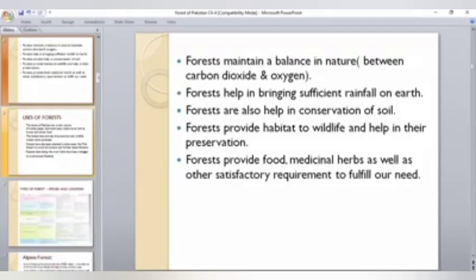Forests maintain the balance in nature, that is between carbon dioxide and oxygen. Forests also help in bringing sufficient rainfall on earth. They also help in conservation of soil. Forests provide habitat for wildlife and help in their preservation as well. Forests also provide food, medicinal herbs, as well as other requirements to fulfill our needs.